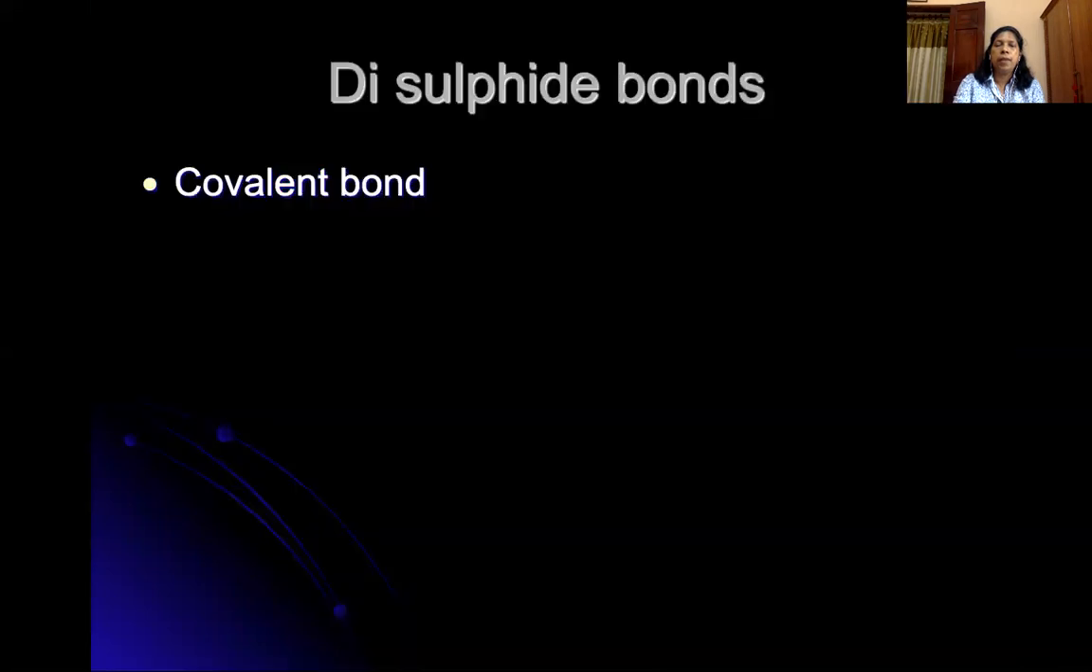I have kept this slide for you to fill, and you have to upload today's assignment once you finish this lecture: how disulfide bonds form in the protein molecule, what is the reason, and how is it forming. This slide should be filled in by yourself. Make a PowerPoint slide and upload it to the LMS at the end of this lecture.